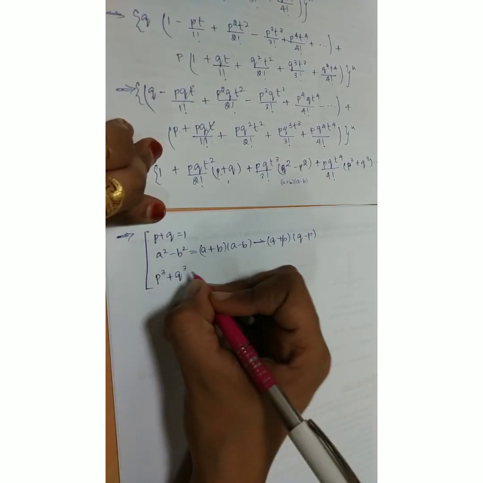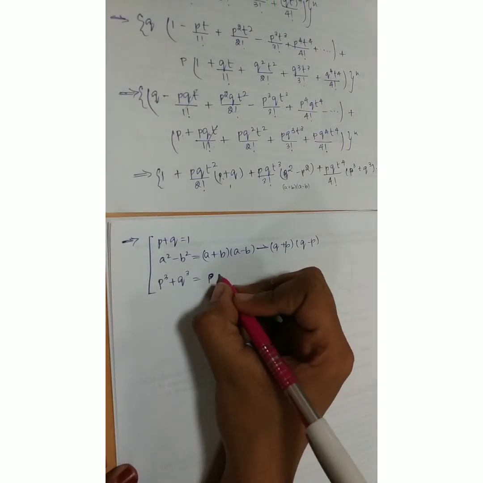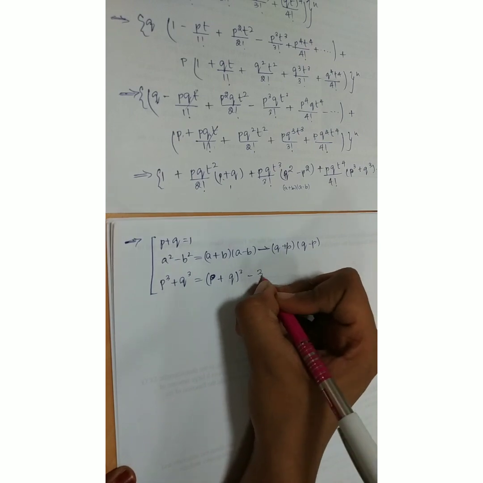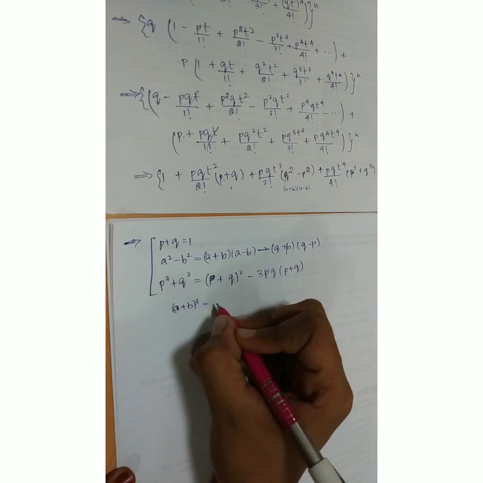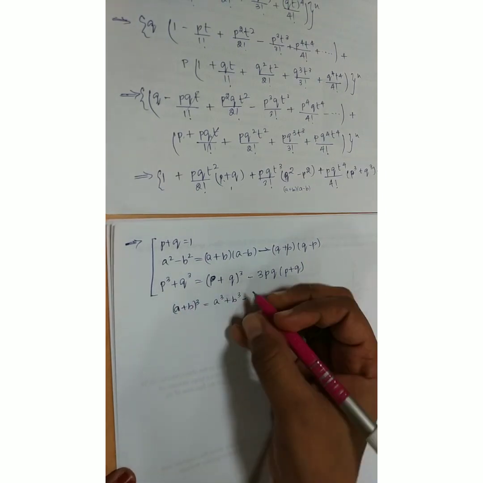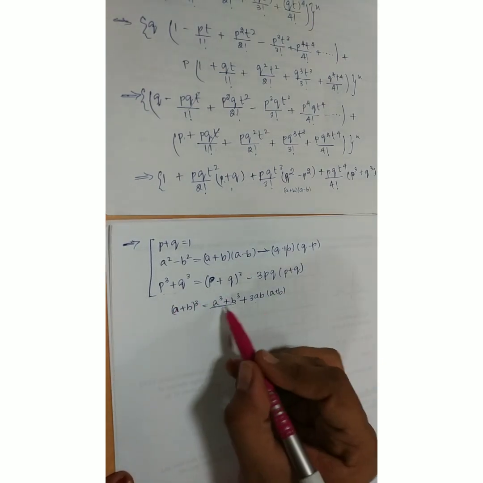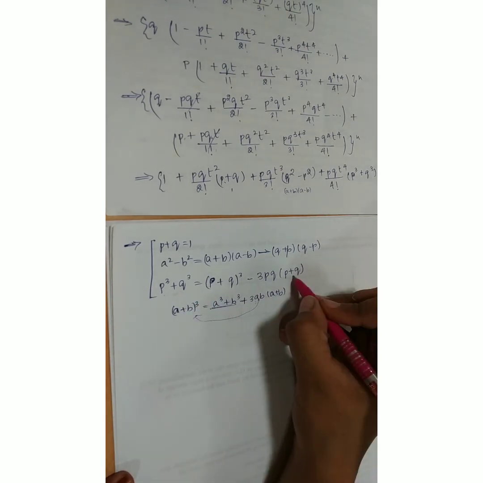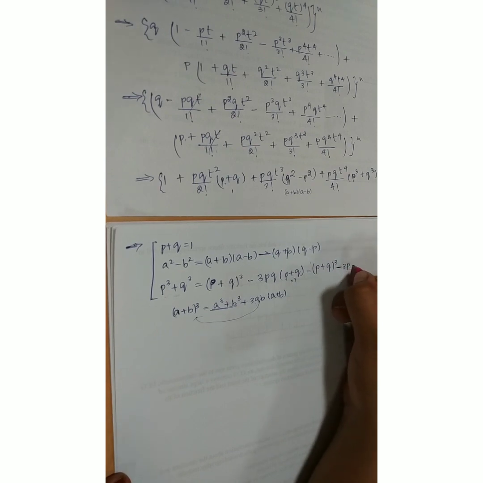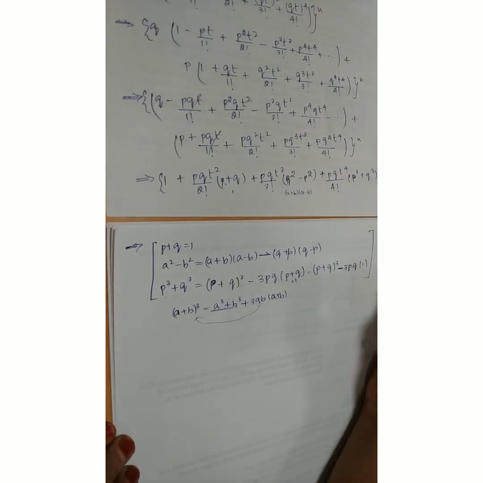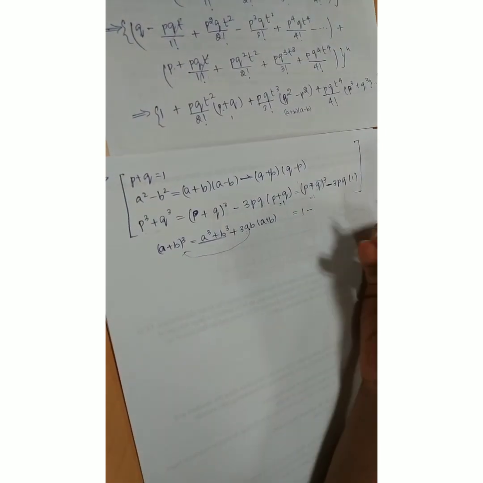Then for the fourth term we will be using p cube plus q cube, which is nothing but p plus q the whole cube minus 3pq into p plus q. That is nothing but a plus b the whole cube is equal to a cube plus b cube plus 3ab into a plus b. In the place of a we have kept q and in the place of b we have kept p. That is equal to p plus q the whole cube minus 3pq into 1. Again substituting p plus q is equal to 1 here, we get 1 minus 3pq.